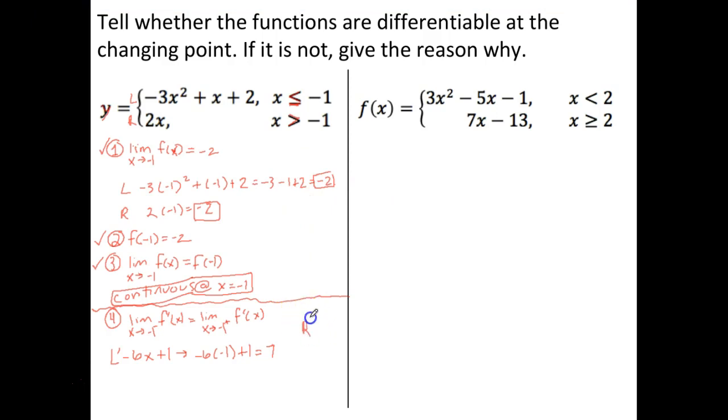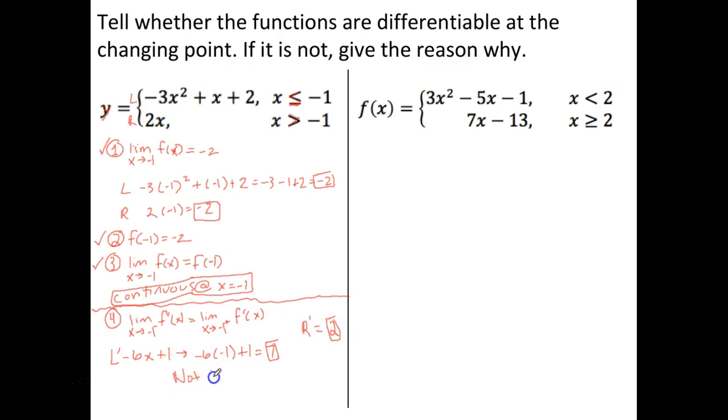So we'll call this the r prime, okay? The derivative from the right-hand side. Well, the derivative is just going to be 2. And we don't have anything to plug the -1 into, so our slope from the right-hand side is 2. Our slope from the left-hand side is 7. Therefore, it's going to make a sharp turn. So, at this point, you would say, not differentiable.